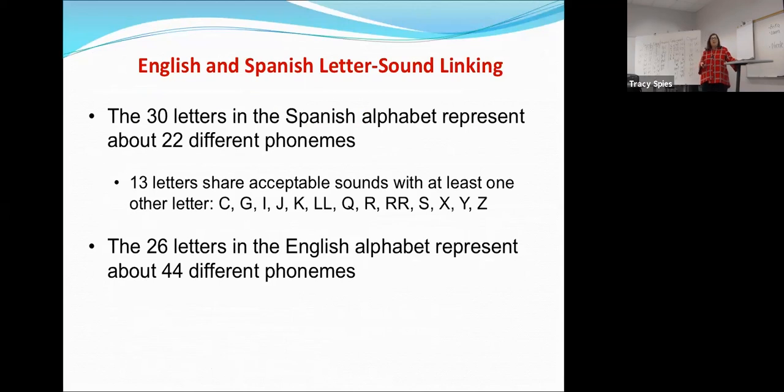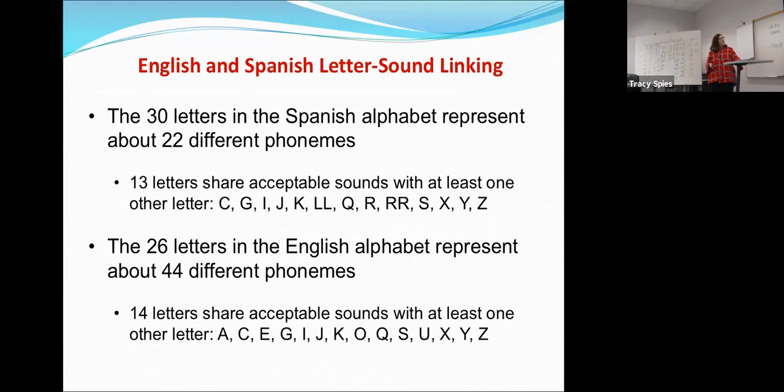The 30 letters in Spanish represent 22 sounds, and 13 letters share an acceptable sound with at least one other letter. Here we said, it's so easy, Spanish so easy. The 26 letters in English represent 44 phonemes, and 14 letters share an acceptable sound with another one. So for example, the C shares a sound with what? K, right? The letter G shares a sound with the letter J, right? The letter Y shares with I, right? Fly.